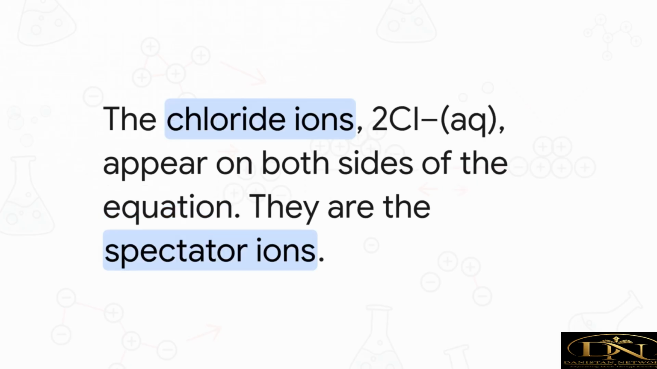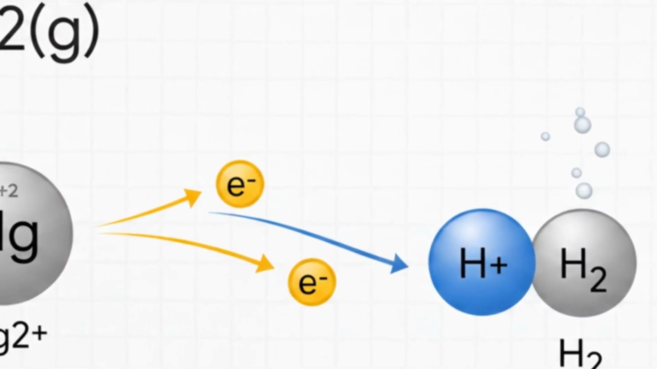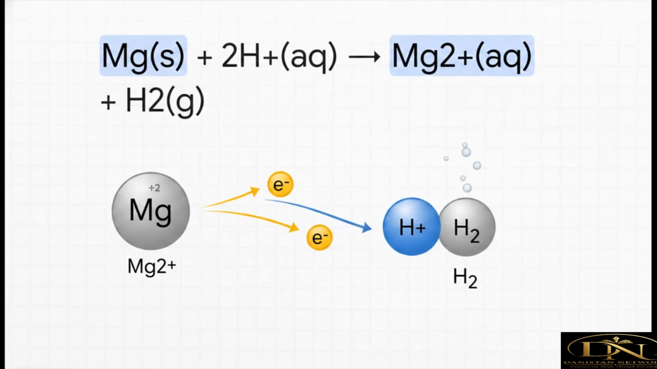If you look really close, you'll see those chloride ions are perfectly identical on both sides of the arrow. They start as 2 chloride ions and they end as 2 chloride ions. They haven't changed one bit. They are our spectator ions, so we can just cancel them out. And look at that. Here's our final result, the net ionic equation.